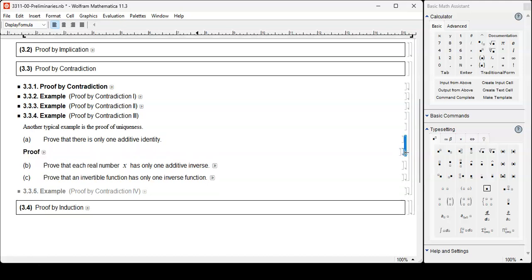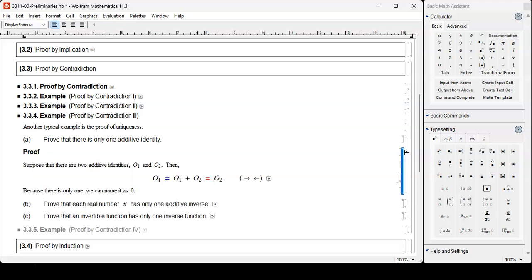Here's an example. Suppose that there are 2 additive identities, say O1 and O2, and you're going to get this kind of nice contradiction. O1 is equal to O1 plus O2 because O2 is an additive identity, so adding that doesn't change. And that's equal to O2 because O1 is an additive identity. Adding an additive identity doesn't change anything.